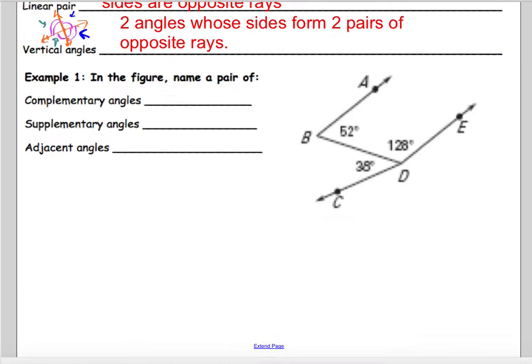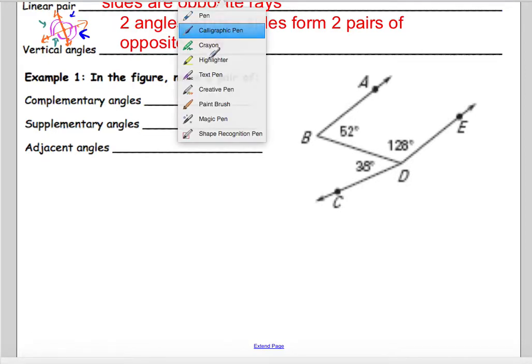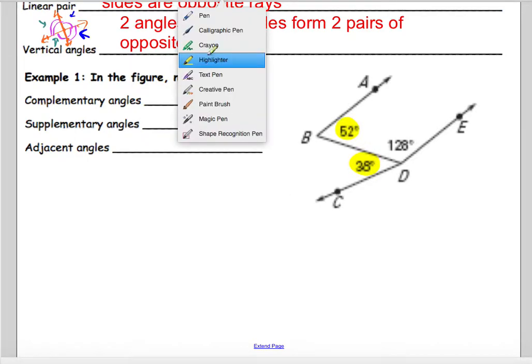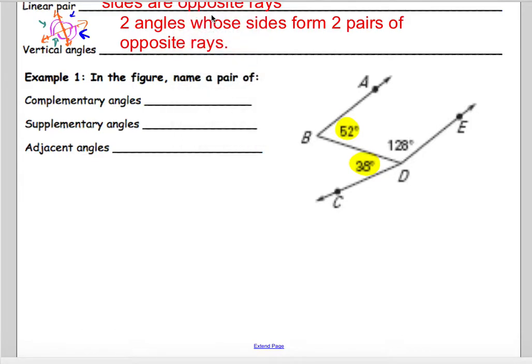So in this diagram here, they're asking us to name complementary angles, supplementary angles, and adjacent angles. So complementary angles in this picture, they just have to add to 90. They do not have to be making a right angle together side by side. So here's the 52-degree angle and this 38-degree angle. If you were to add those two up, they would add to 90 degrees. So that's a complementary pair.